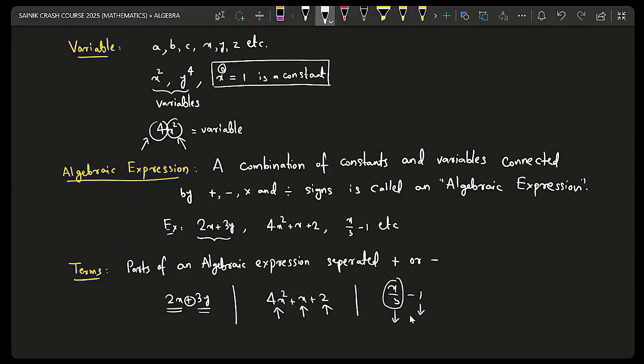So students, till here we discussed constant, variable, algebraic expression and terms. So any particular doubts in these topics? We discussed four topics. So if you have any doubt, you can ask. Manaswini, do you have any doubt, ma?